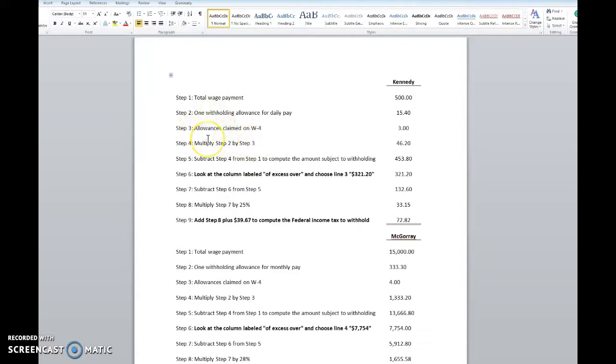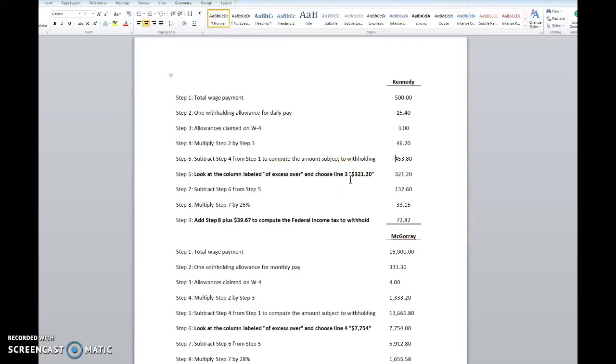The allowance claimed on his W-4 is 3. He gets paid daily, so we're going to multiply step 2 by step 3, so $1,540 multiplied by 3 is $4,620. We're going to subtract 500 from the $4,620. We get $453.80. We're going to look at the column labeled excess over and choose line 3.